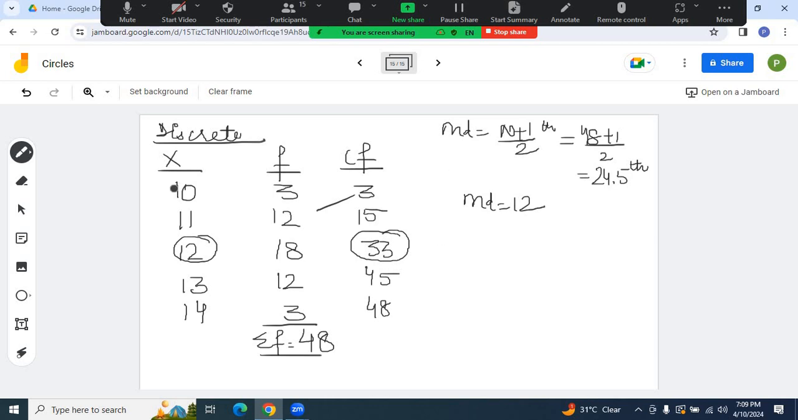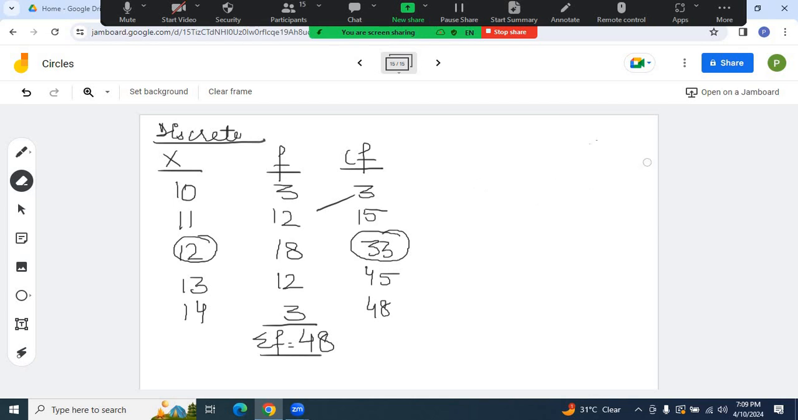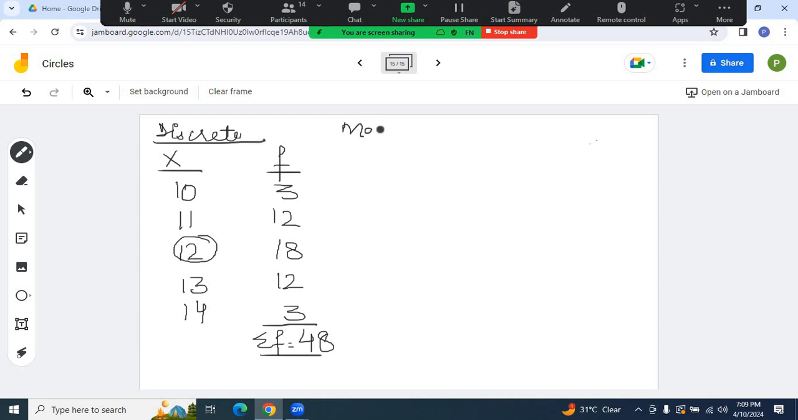Okay. So once we have found the median, I can erase this part. Even this I can erase. Even cumulative frequency I can erase. Not required. It was only required for median. Okay. So on the top we will write median is equal to 12. Now I need to find deviations. Deviations will be x minus median.